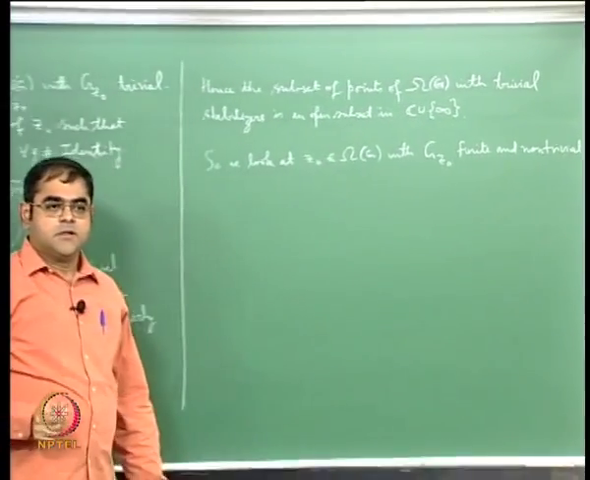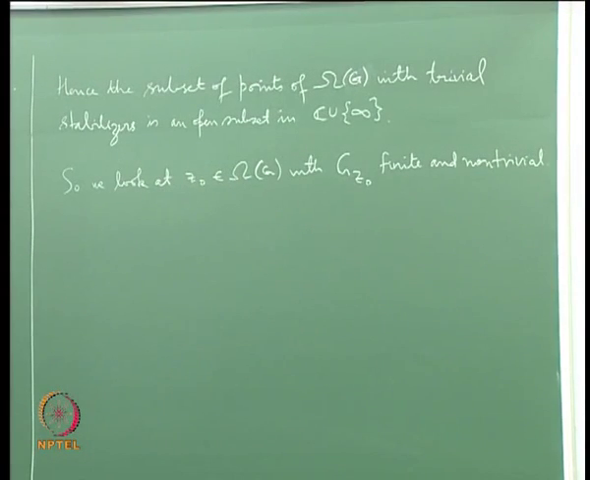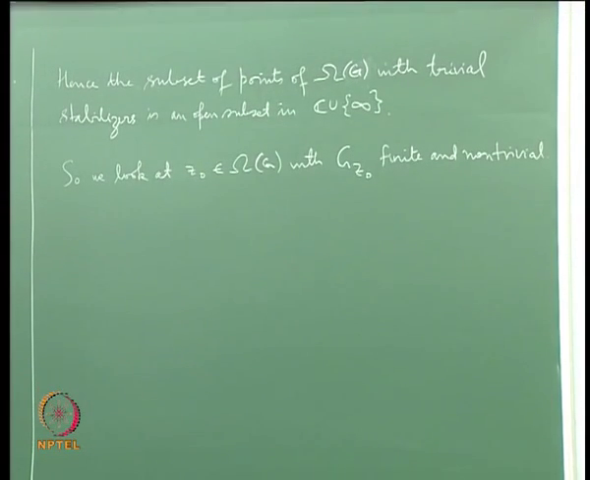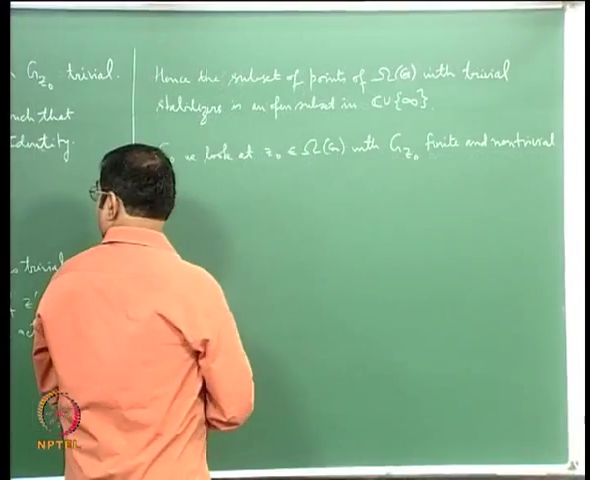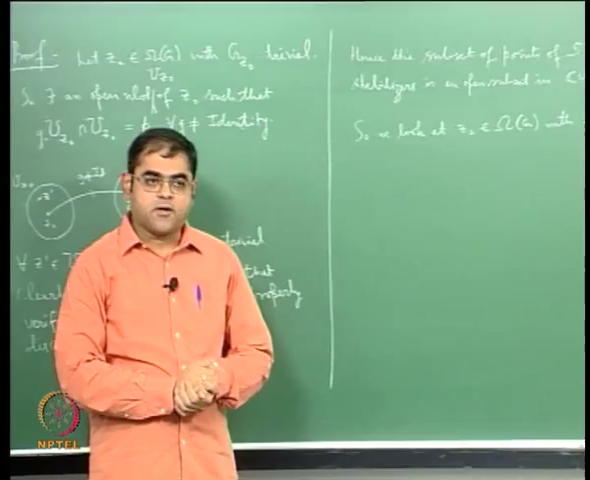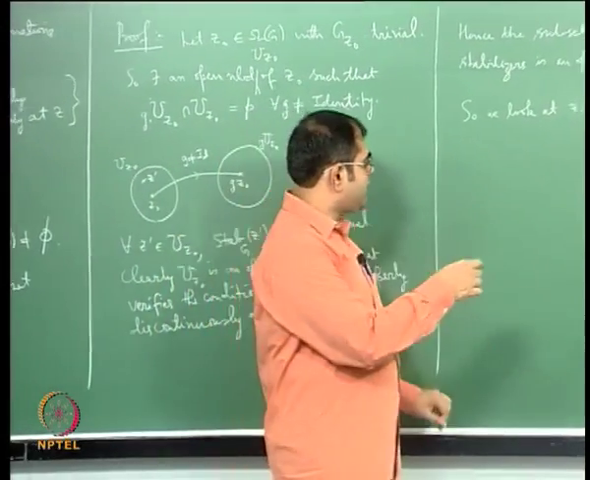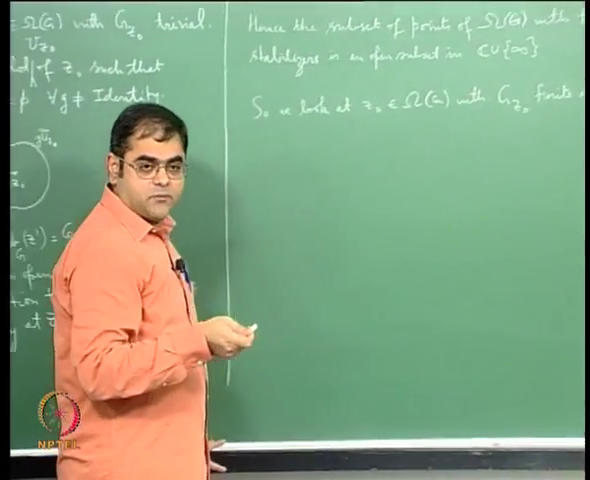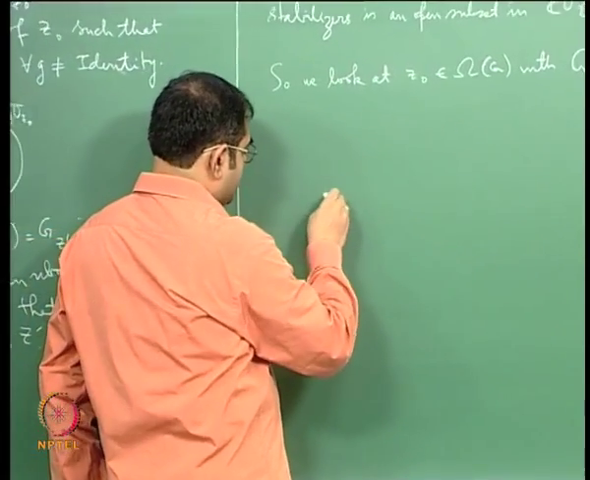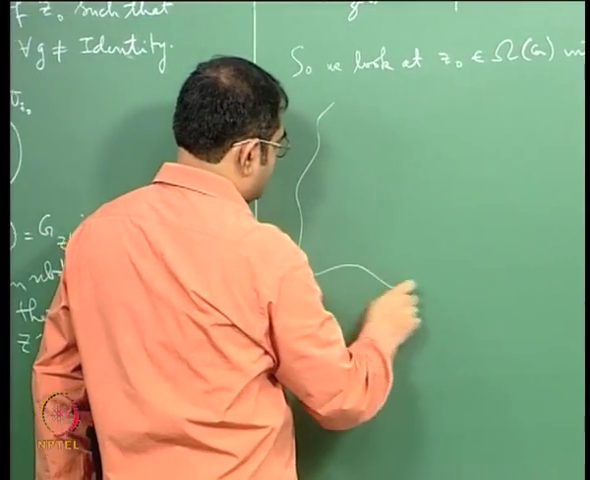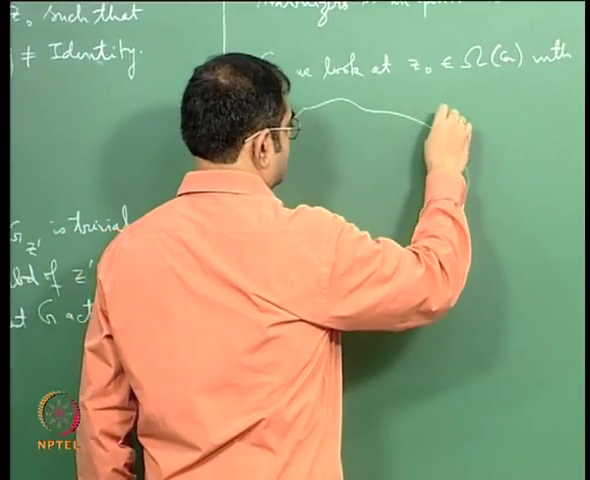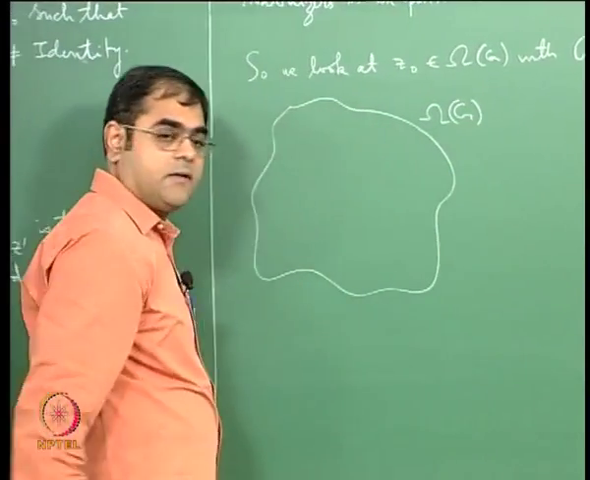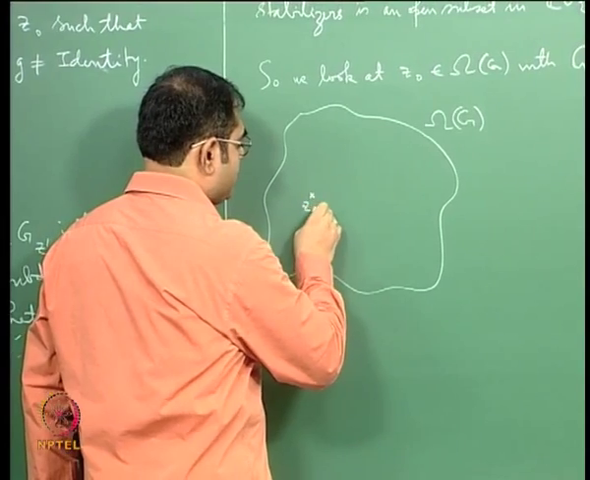That means you look at those points where the stabilizer is not just the trivial element. So what happens in this case? At this point, some analysis has to be brought into the picture. So I will roughly tell you what we are going to do, what I am going to prove. Here, let me suppose this is omega G, and here is my z0.